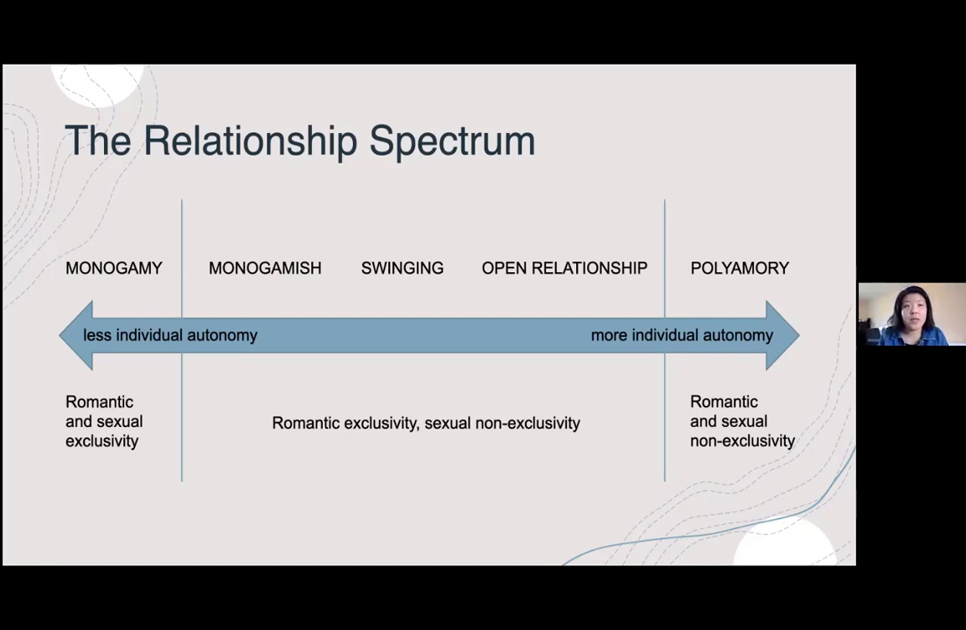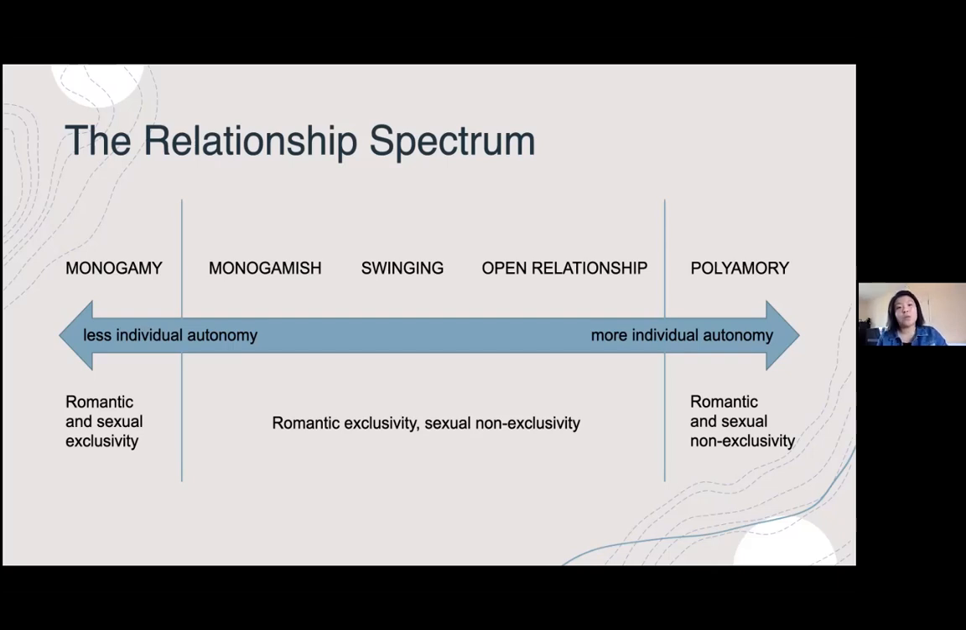So yeah, in polyamory, you have total non-exclusivity. Obviously, there are still boundaries and agreements that you have to adhere to in a relationship, as you do in any relationship. But you and your partners have free reign to engage in romantic connection with multiple people.